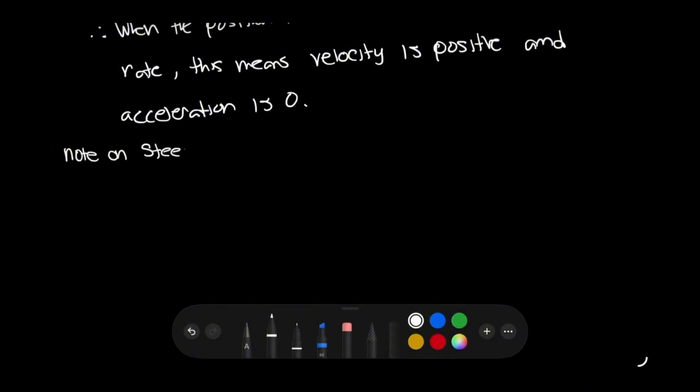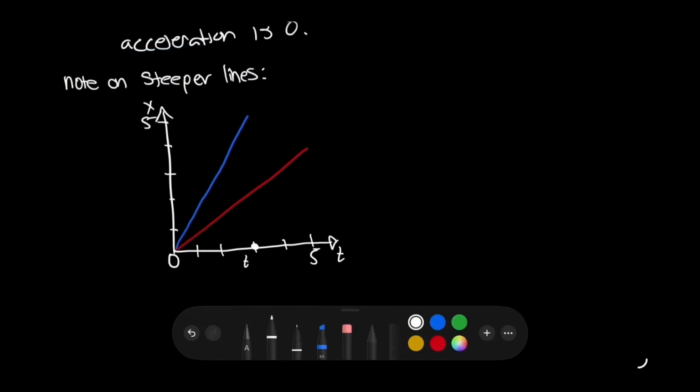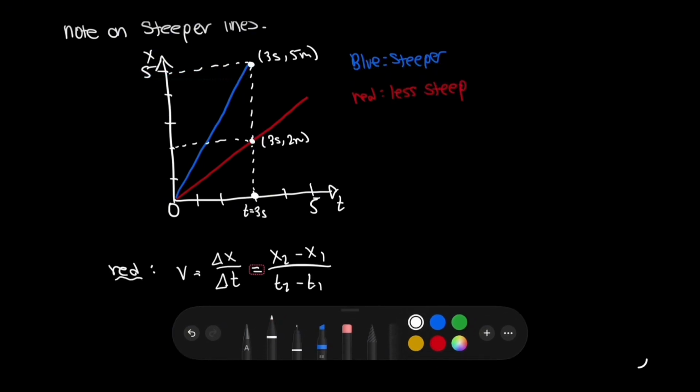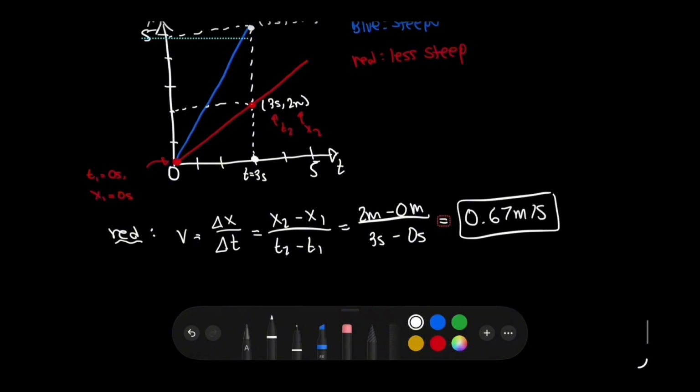And one note on steeper lines, if we're given a position time graph like so, and we have one position denoted by this red line here, and then we have a steeper change in position denoted by this blue line, we can note that at a time t equals 3, it denotes two different points on the subsequent graphs. If we denote blue as the steeper graph and red as the less steep graph, we can find the velocity for the red graph as the change in position over change in time, which they both start at this point here at the origin x equals 0. And so at this later time, t equals 3, the red graph is going to be at 2 meters. So we can plug these values in and solve. And the velocity of the red graph during this time interval is equal to 0.67 meters per second.